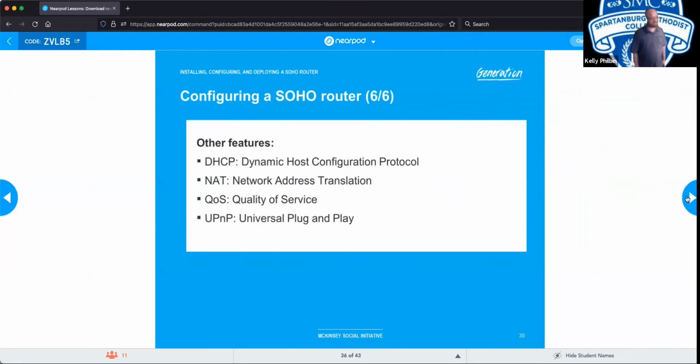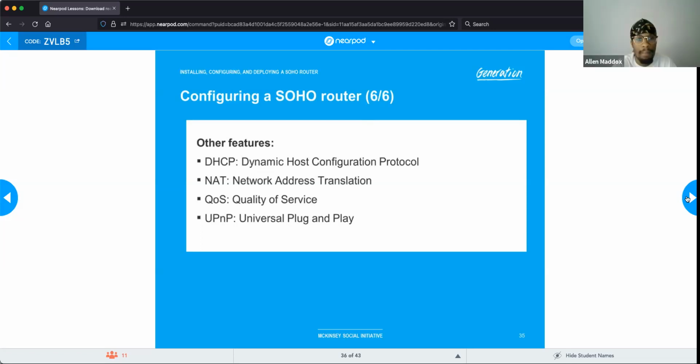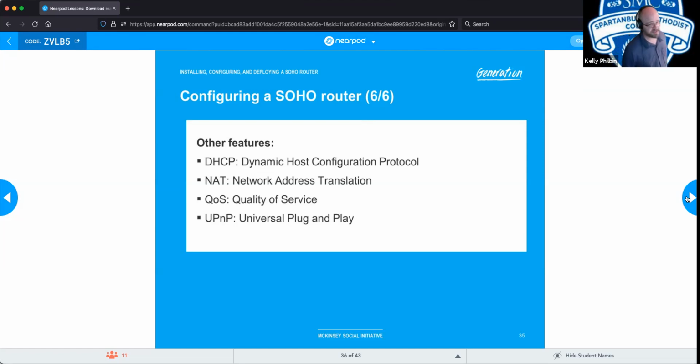Other features on your SOHO router that you can configure: you have your own DHCP server, which, what does that fantastical server do? Automates IP. There you go. Automatically assigns IP addresses within the ranges that we specify. And we can actually designate static ones within that range. Why would we want a static IP?